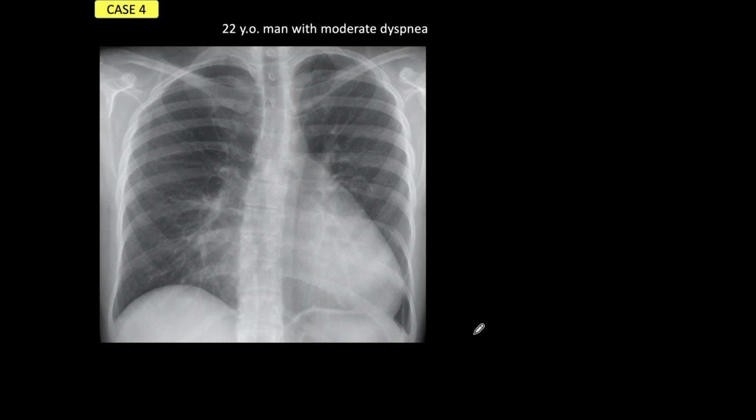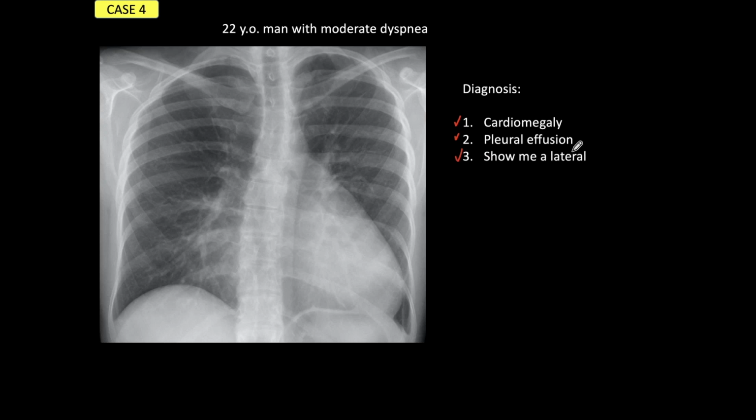And now case number 4, a very short discussion about one subject. I'm not going to tell you which. This is a 22-year-old man with moderate dyspnea. This is a PA chest film with slight scoliosis, and I suggest 3 diagnoses: cardiomegaly, pleural effusion, and show me a lateral.